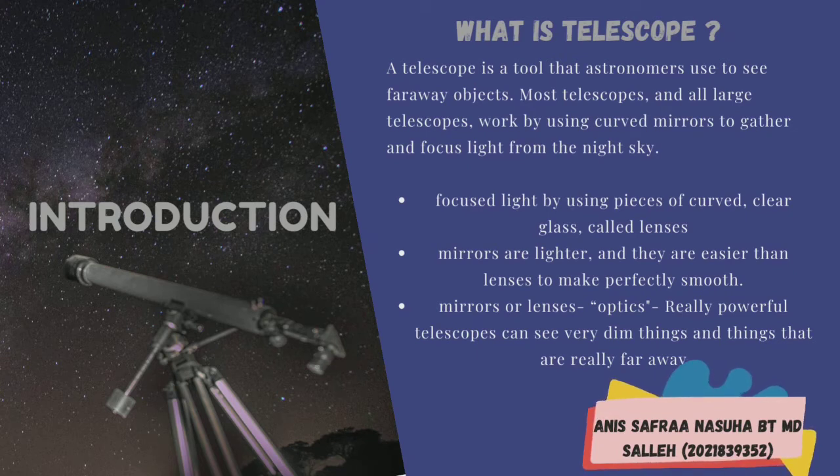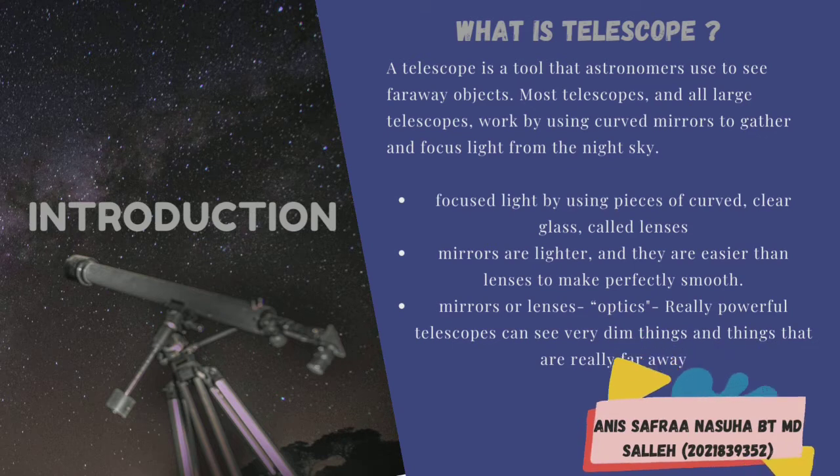So I will start this presentation with the introduction. What is a telescope? A telescope is a tool that astronomers use to see far away objects. Most telescopes and all large telescopes work by using curved mirrors to gather and focus light from the night sky. The first telescope focused light by using pieces of curved, clear glass called lenses. Why do we use mirrors today? Because mirrors are lighter and they are easier than lenses to make perfectly smooth.